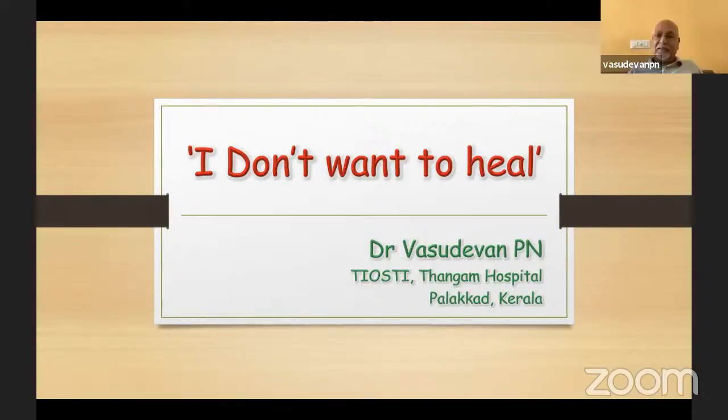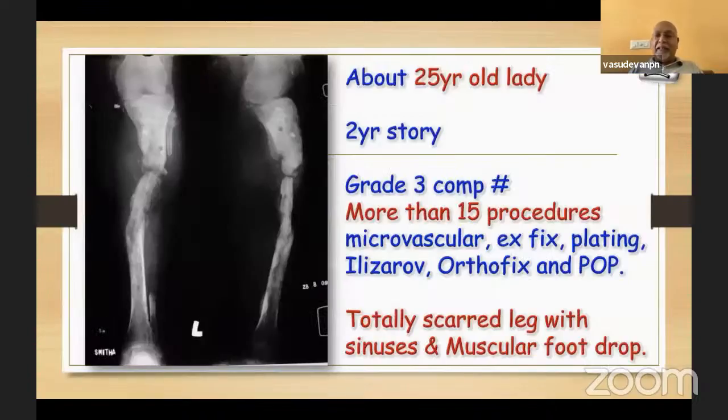So sometimes you feel some non-union is talking to you, like, I don't want to heal, whatever you do, I don't like it. This sometimes happens. I'm showing an old case where this patient came to me: a 24-year-old lady, 2-year-long story, grade 3 compound fracture, more than 15 procedures, underwent microvascular procedures, microvascular fibula, external fixators, flaps, plating, Ilizarov, Orthofix, and POP.